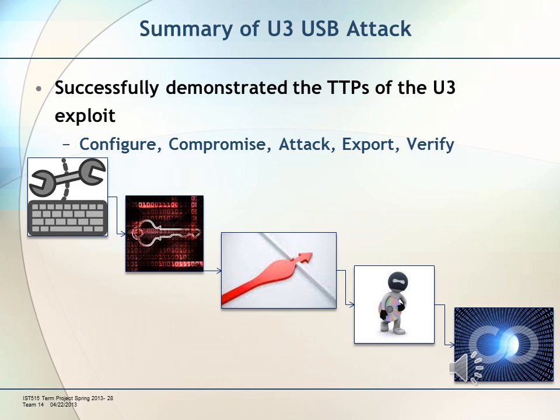So to conclude this phase of the lab, we've successfully demonstrated tactics, techniques, and procedures of utilizing the U3 exploit to successfully compromise and create an attacked USB key. We configured our malware keylogger and enabled a few options that we'd be able to demonstrate that this was indeed successful. We then compromised the manufacturer's USB firmware upgrade utility by modifying the manufacturer's ISO file by adding our own malicious binary to be launched when the attack drive was plugged in.